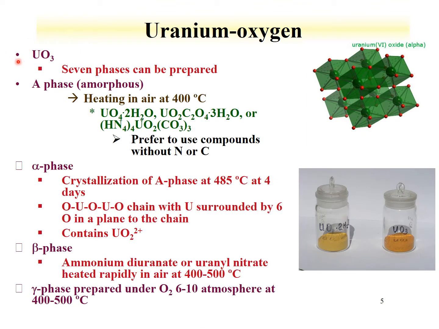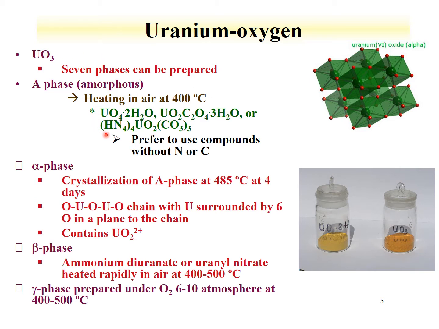UO3, so uranium-6, can be prepared. There are 7 phases that can be prepared. There's not only the Greek alpha, beta, gamma, but there's also an amorphous phase. If you heat in air at 400 degrees, so lower temperature, remember U3O8 can be made at 800 degrees, you get UO3 at this lower temperature. So we see that if we take a uranium compound, we can produce UO3 at 400 degrees. If we heat it at 800 degrees, we would turn this into U3O8.